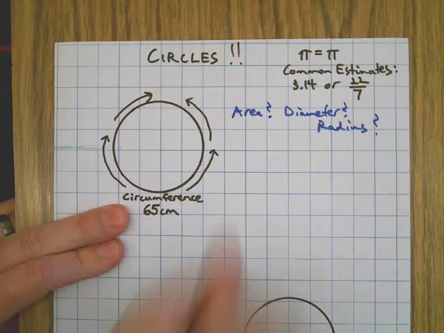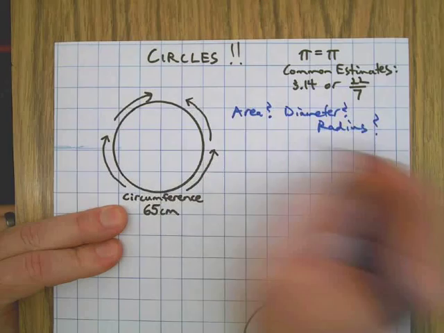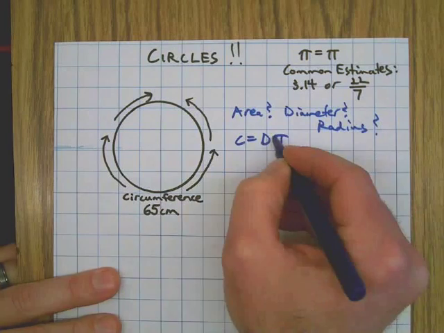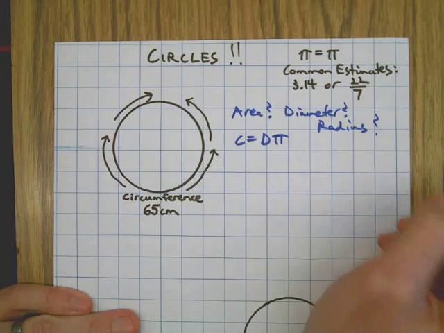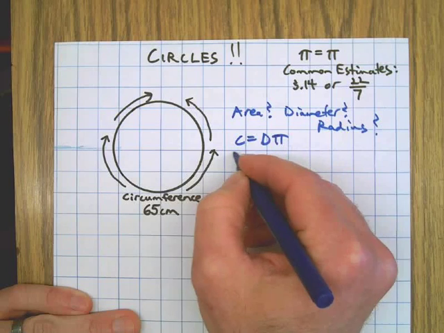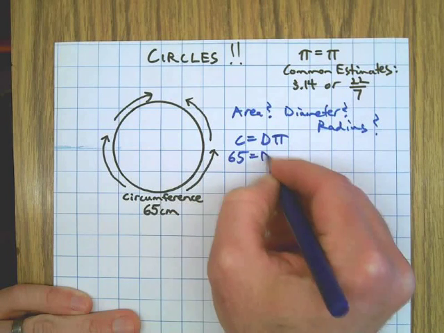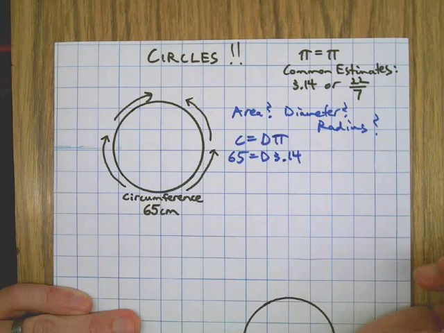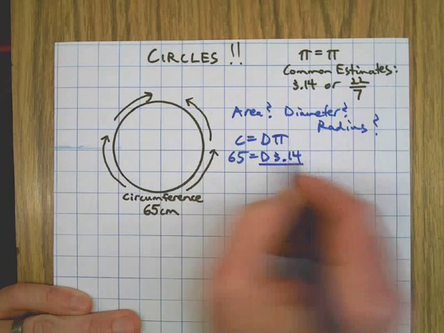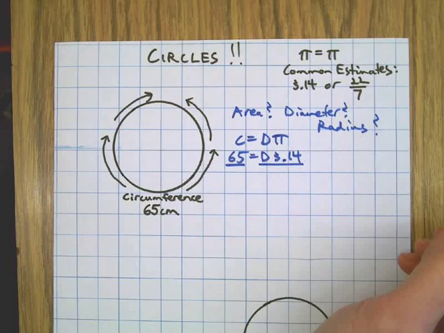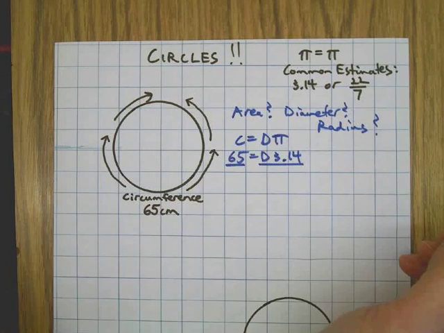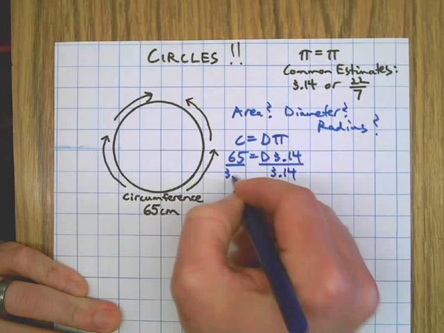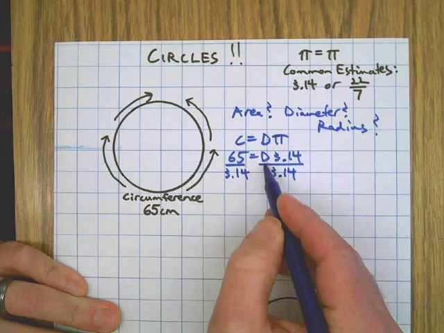But when I see circumference, what I think about is diameter, because I know that circumference equals diameter times pi. Okay, so I'm just going to substitute what I have for what I don't have. Circumference, I have 65. Diameter, I don't know. And for pi, I'm going to use 3.14. So if I just use my algebra knowledge, instead of memorizing a bunch of formulas, you just use your algebra knowledge, and you know, hey, if I just divide both sides by 3.14, that's going to give me the diameter.